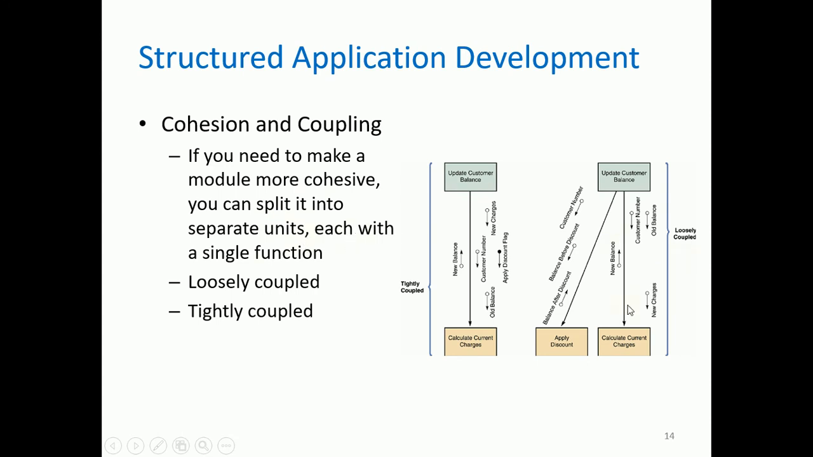At the same time, it is more cohesive because you have separated the modules with a single function. So while this is tightly coupled, it is less cohesive because the operations for applying discount and calculating current charges are in the same module. Okay, and then we have loosely coupled.